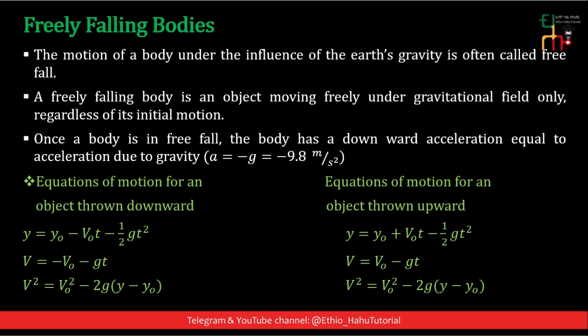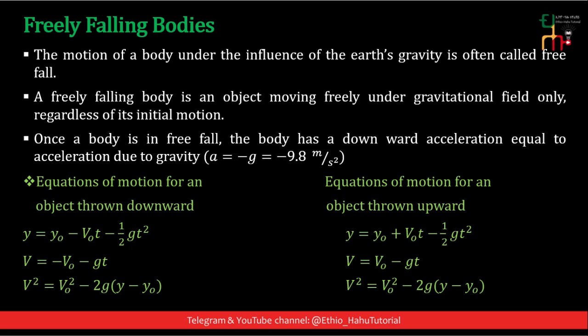That means the only net force acting on a freely falling body is gravitational force. And this gravitational force always attracts objects towards the center of the Earth. Once a body is in free fall, the body has a downward acceleration equal to acceleration due to gravity. But to make things clear, let's separate upward motion and downward motion and see one by one. In the downward motion, the gravitational force is acting downward.